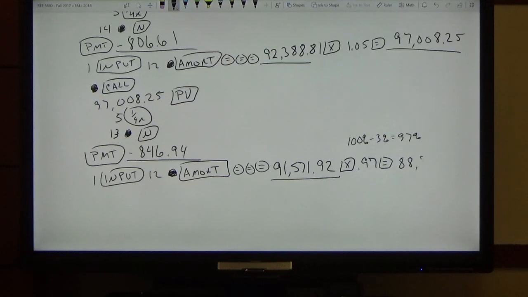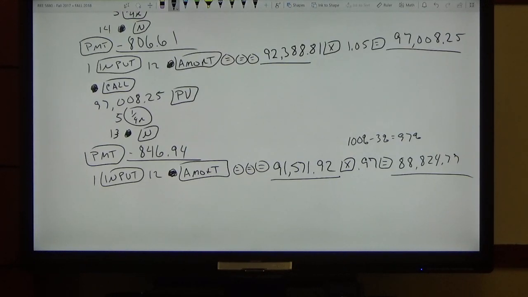So our balance 88,824.77. Okay? So that year, it worked for us. It was a good thing. Okay? From the standpoint of our balance getting lower. All right? Any questions on that?